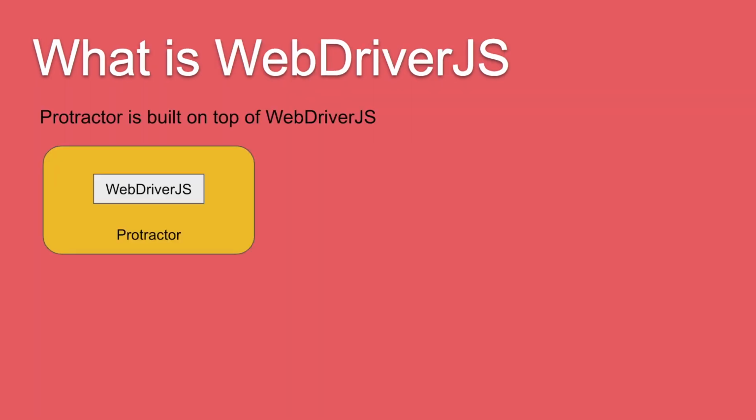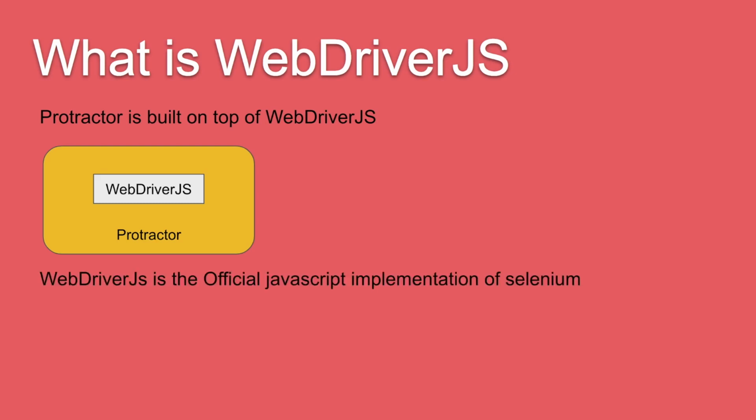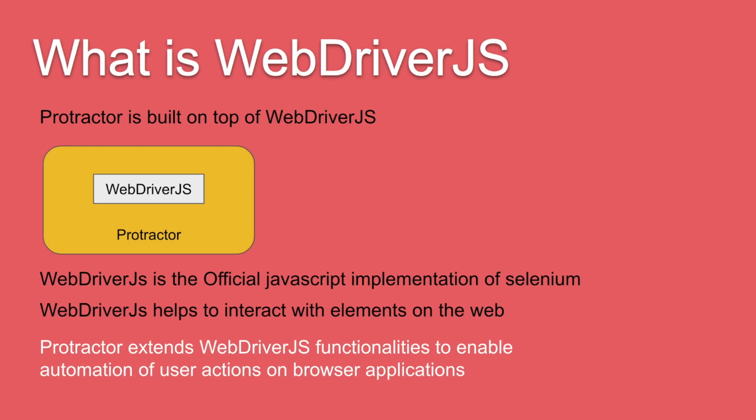It is built over WebdriverJS, so you can understand we have WebdriverJS, which is a binding for Selenium that is used to interact with the browser. So we have functionalities or methods in WebdriverJS that are used to interact with the browser, and Protractor is a wrapper over this. WebdriverJS is the official JavaScript implementation of Selenium. Like we have implementations of Selenium in different languages like Java, Ruby, PHP, C Sharp, and therefore we have a JavaScript implementation which is called WebdriverJS, and it helps to interact with the elements on the web. And Protractor is a wrapper over WebdriverJS and it extends its functionality.